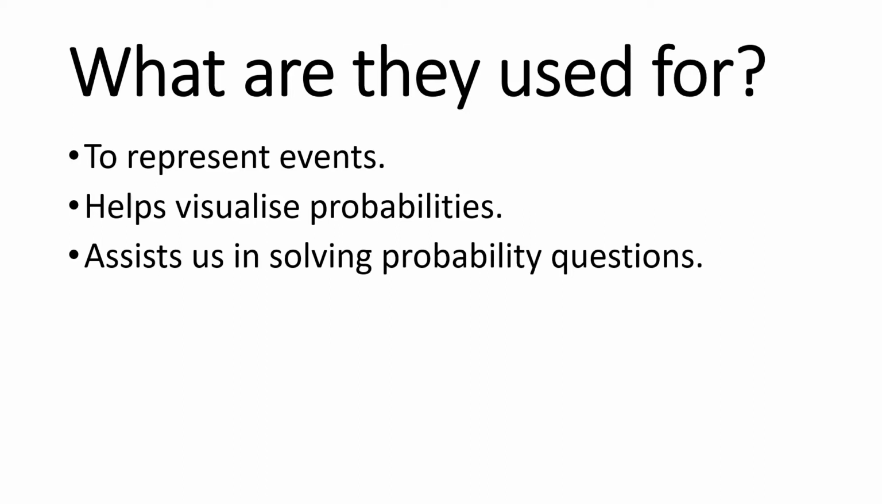Venn diagrams and two-way tables. What are they used for? Venn diagrams and two-way tables are used to represent events, help visualize probabilities, and assist us in solving probability questions.